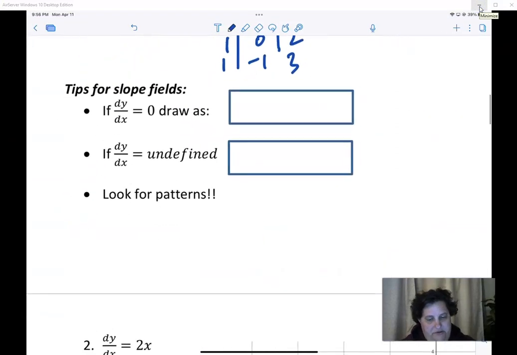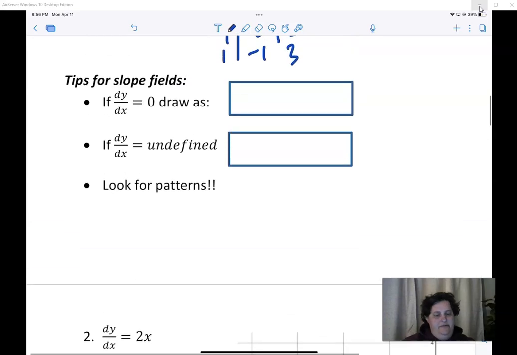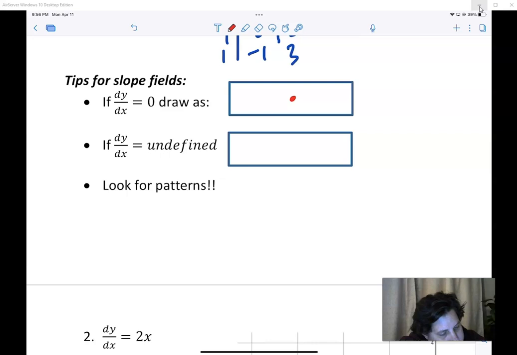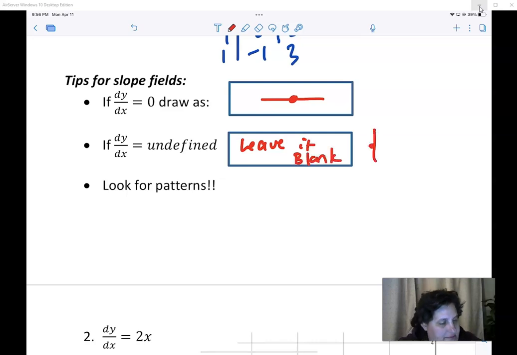Here's a couple of tips for slope fields, all right? If the derivative is 0, we know that a slope of 0 is just straight across, right? If it's undefined, leave it blank. We don't want to draw it up and down because that would be more like a slope of 100 or 1,000. If it's undefined, it just ceases to exist right there. All right? The big thing is going to be to look for patterns. That's going to be the big thing.